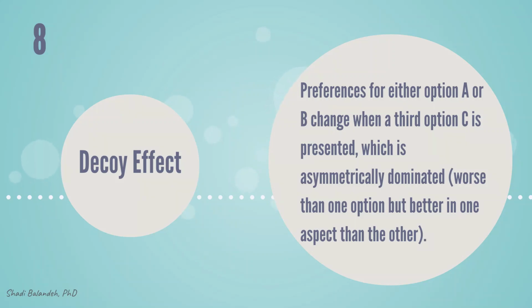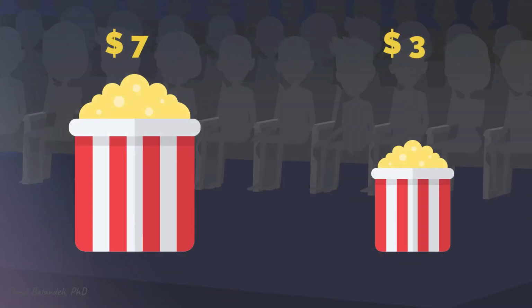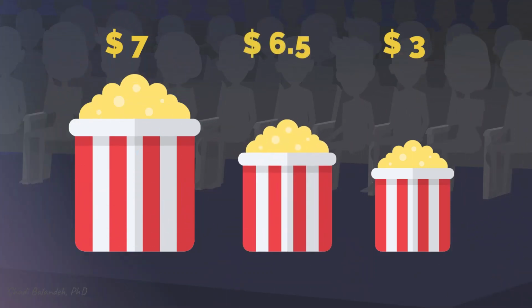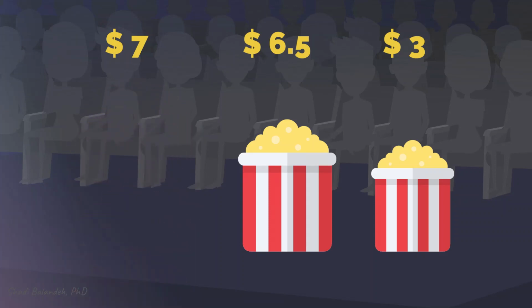options more appealing. For example, imagine a cinema offering two popcorn sizes, a small size for $3 and a large size for $7. Customers might be divided over whether the large size is worth more than double the price of the small. However, if the cinema introduces a medium size as a decoy, priced at $6.50, which is not much cheaper than the large but offers significantly less popcorn, the large size suddenly appears to be a much better deal. As a result, more customers might opt for the large size, influenced by its comparative value against the decoy.